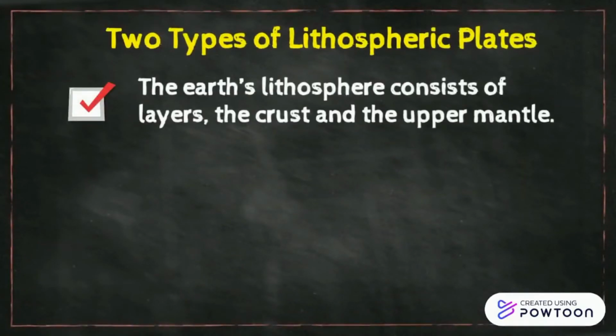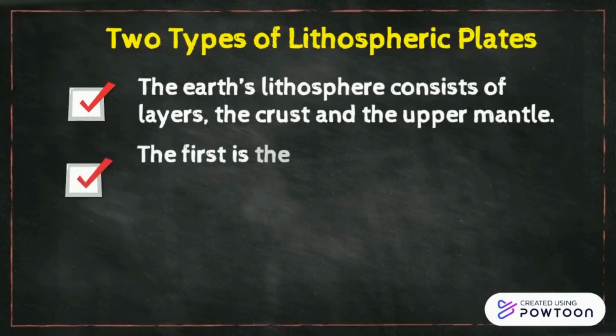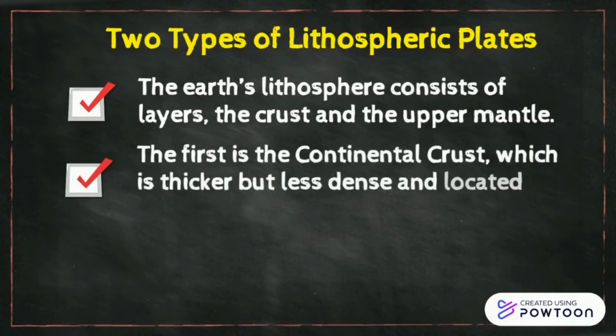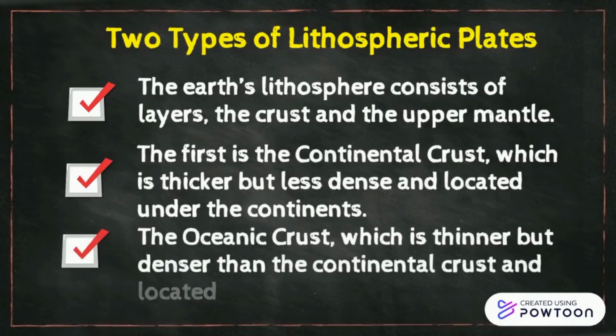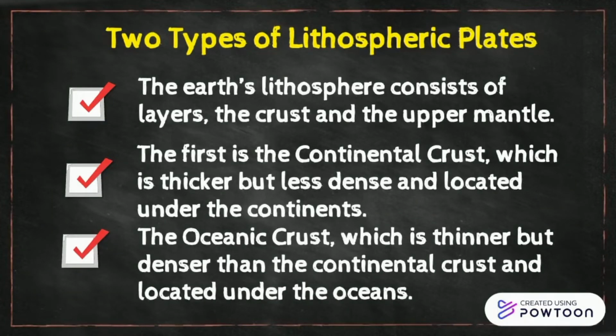The Earth's lithosphere consists of layers, the crust and the upper mantle. The first is the continental crust, which is thicker but less dense and located under the continents. The oceanic crust, which is thinner but denser than the continental crust and located under the oceans.